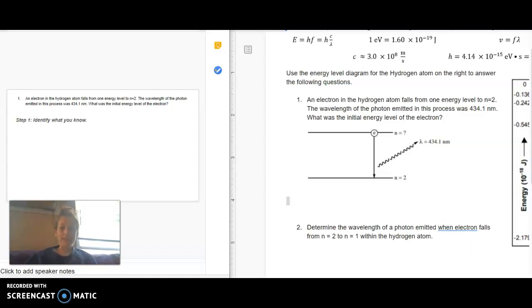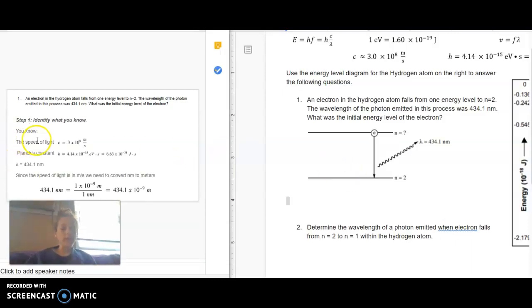Our first question asks, if an electron in the hydrogen atom falls from one energy level to n equals 2, the wavelength of the photon emitted in this process was 434.1 nanometers. What was the initial energy level of the electron? So as we do with any problem, you want to identify what you know.